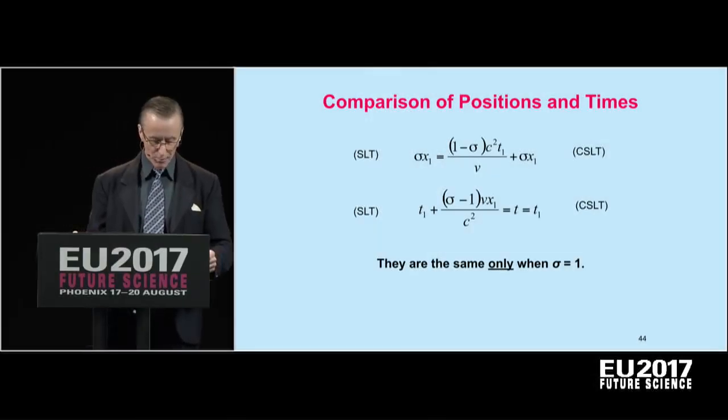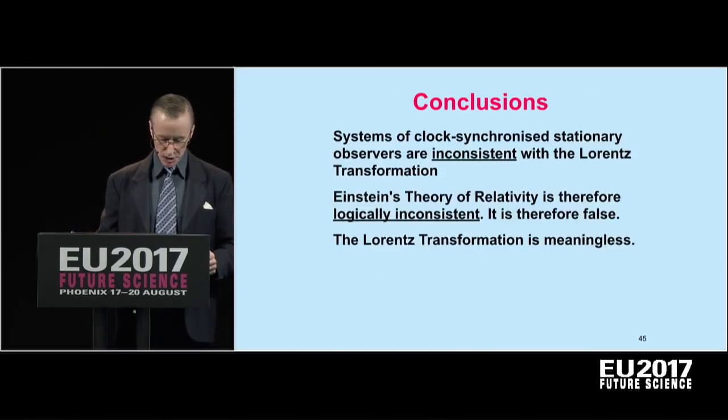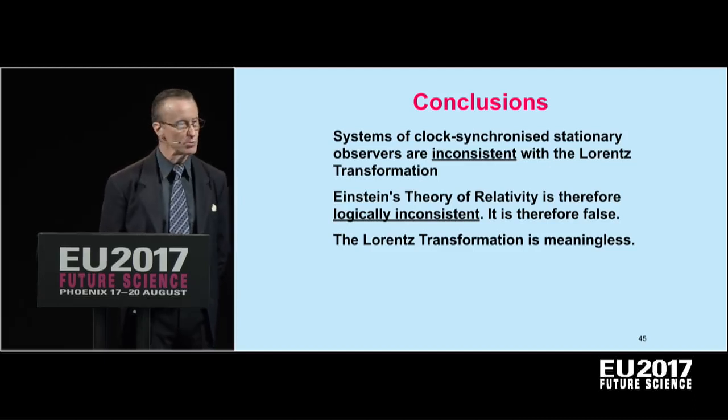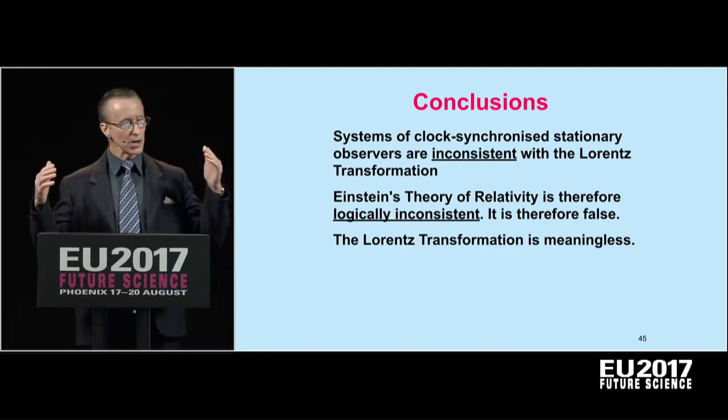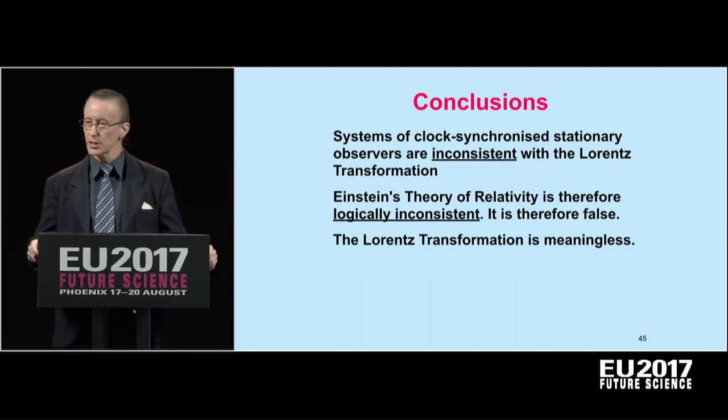So we compare the wave equations. They are the same only when sigma equals 1. Comparison of positions and times, they are the same only when sigma equals 1. So we now conclude: systems of clock-synchronized stationary observers are inconsistent with the Lorentz transformation. Einstein's theory of relativity is therefore logically inconsistent. It is therefore false. And the Lorentz transformation is meaningless because it does not do what it claims that it can do.